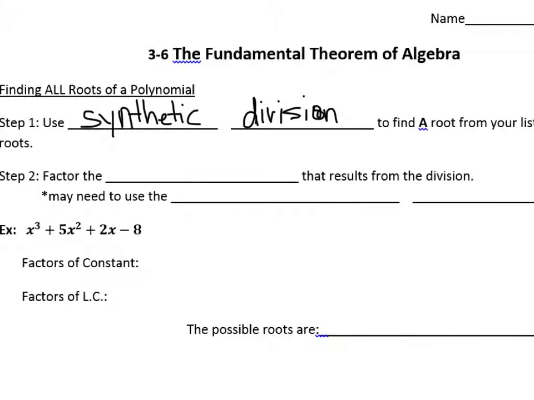Once we found that, we write the polynomial that's left, just like we did back in the first part of chapter 3. And we're going to factor that polynomial that results from the synthetic division problem. Now, if you find that the polynomial, the quadratic is usually what we end up with, is not factorable, then you may need to use the quadratic formula.